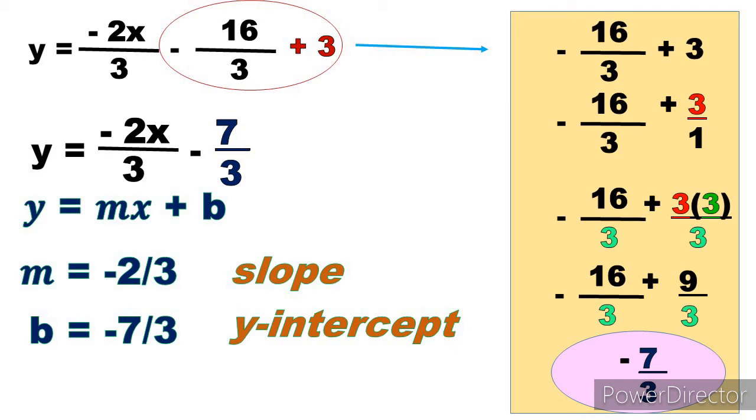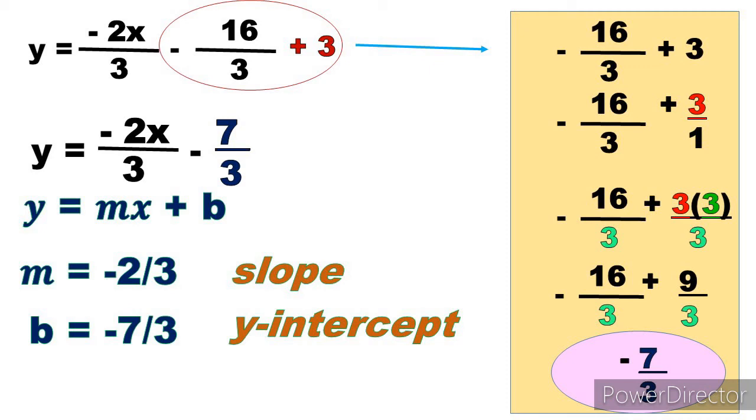Negative 16 over 3 plus 3. So, ang denominator ng 3 is 1. And then, ang denominator ng 16 is 3. Since hindi sila magkapareho ng denominator, kailangan natin kunin ang LCD or ang least common denominator. So, ang least common denominator ng dalawang fraction ay 3.